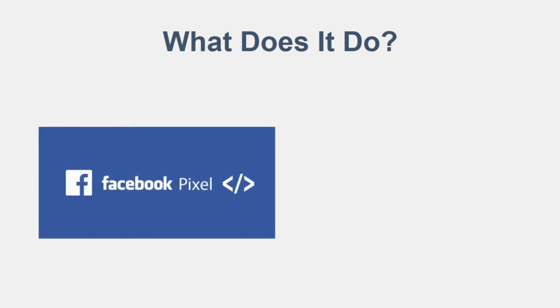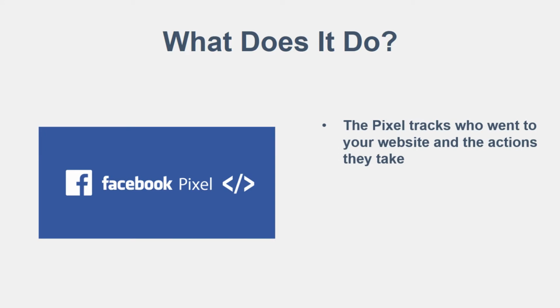So the first thing I want to explain is what does a pixel actually do? You probably hear this bounce around all over YouTube, all over the place. What is a Facebook Pixel? What does it actually do for your Shopify store? So a Facebook Pixel, the pixel itself, tracks who went to your website and the actions that they take. That is effectively all that it does.